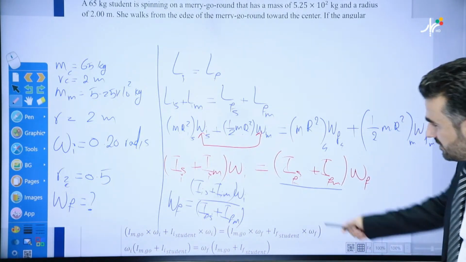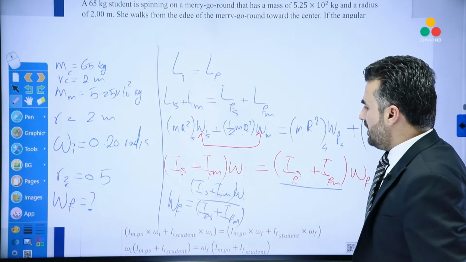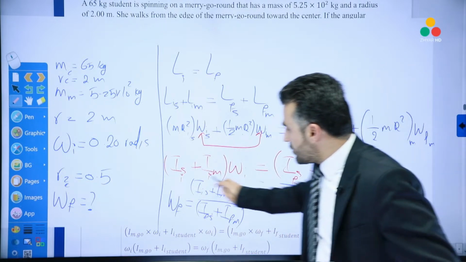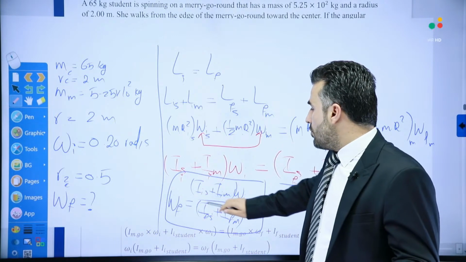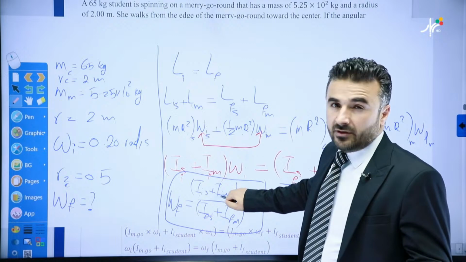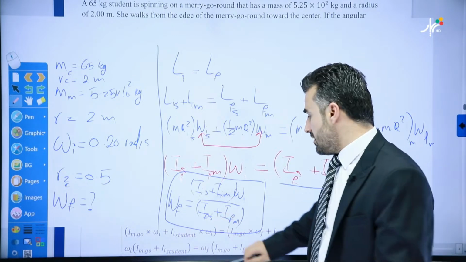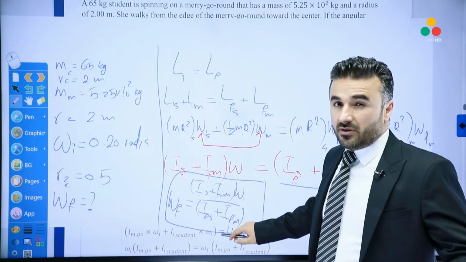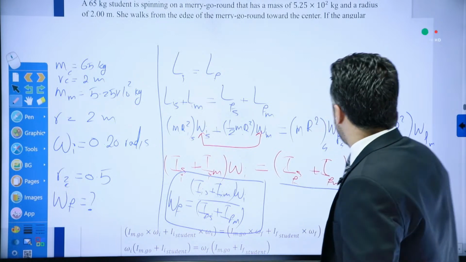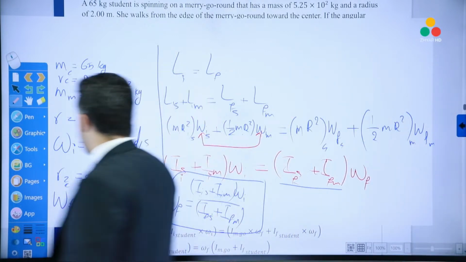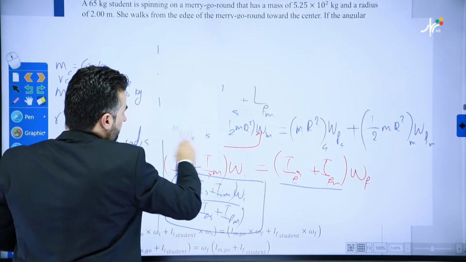Okay, so I think it is taking long here. It was supposed to be faster than this, but here's the equation, yes? Now, all you need to do is find the moment of inertia for the student, the moment of inertia for the merry-go-round, and then the second moment of inertia for the student because the radius is changing. The second moment of inertia for the merry-go-round would be the same as the first. Why? Because the radius of the merry-go-round doesn't change. So let's erase some parts and then plug in the numbers and solve this together. So let me erase this.